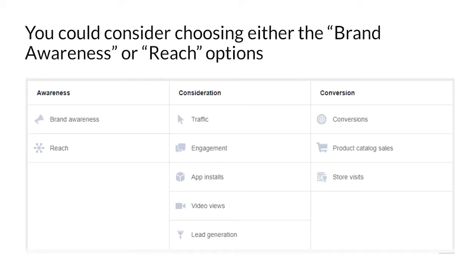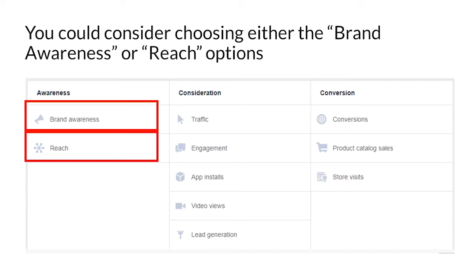To raise brand awareness, you can consider either the brand awareness campaign objective or the reach campaign objective. Now, what's the difference between these two? When you select brand awareness as your campaign objective, you will reach newer people who don't know about your brand. Whereas you need to select reach as a campaign objective if you're reaching the audience that already knows about your brand. For example, let's say Walmart is launching a new store in your neighborhood.